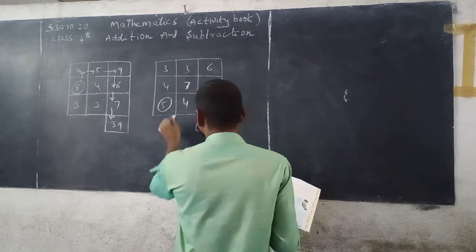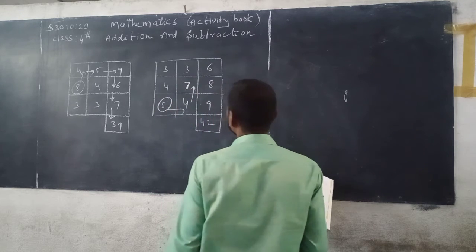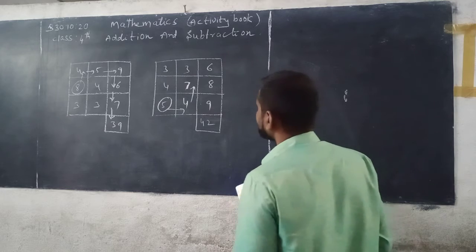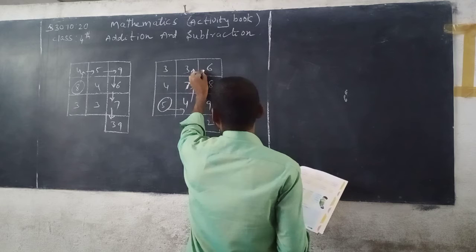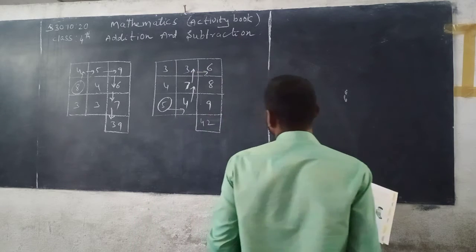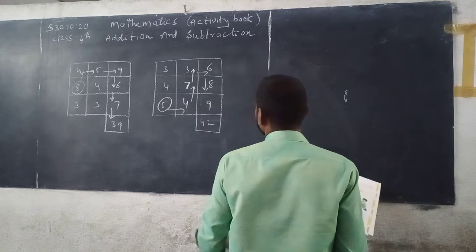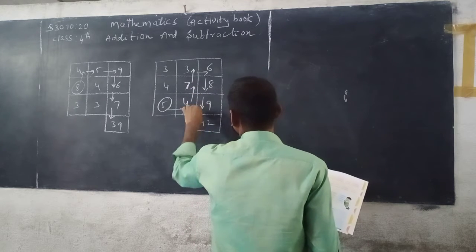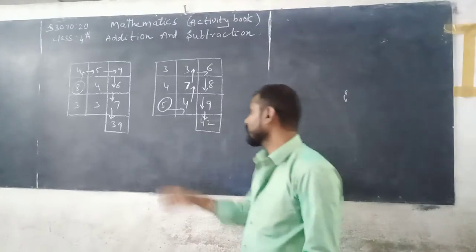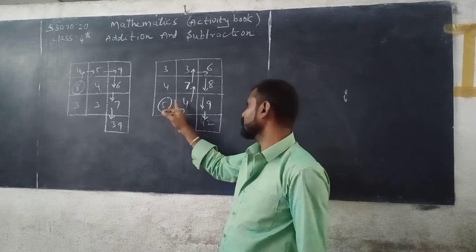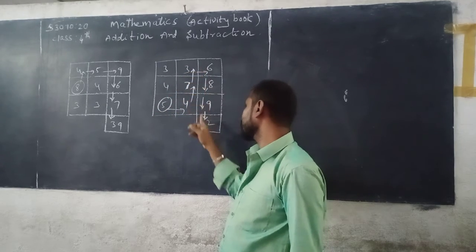Now 5 to 4. 5 plus 4, 9. 9 plus 7, 16. 16 plus 3, 19. 19 plus 6, 25. 25 plus 8, 33. 33 plus 9, 42. Did you understand? You can start from 5. 5 plus 4 plus 7 plus 3 plus 6 plus 8 plus 9, you can get 42.